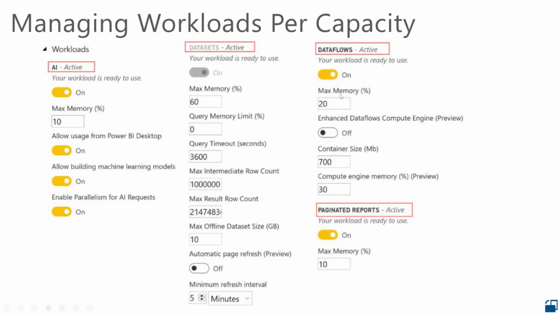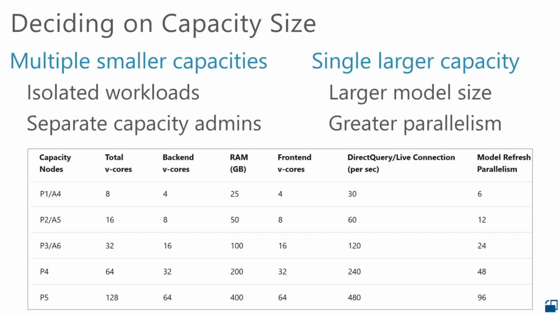If I want data flows to be able to have more than 20% max memory, I jack that up. You get the idea. So one of your key decisions from an administration perspective is, let's take that P3 of 32 vCores. Do you want multiple smaller capacities, which, let's say you've got isolated workloads, or maybe you need separate capacity admins? That's when you start carving it up.